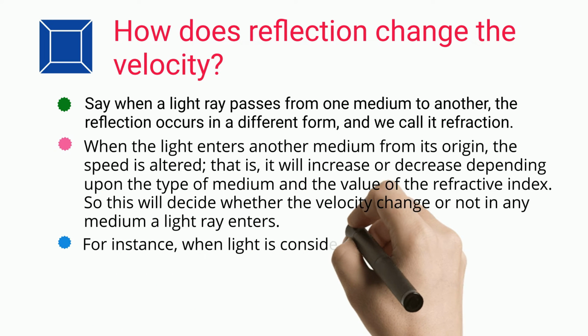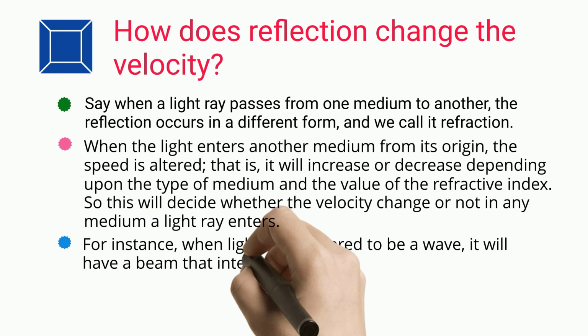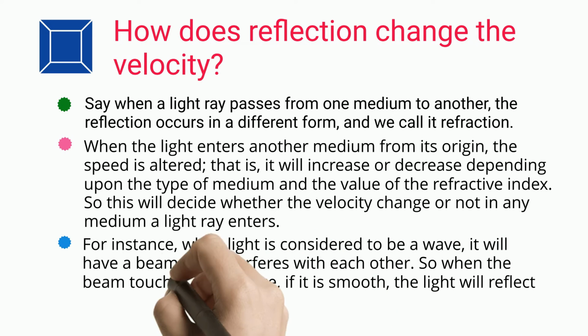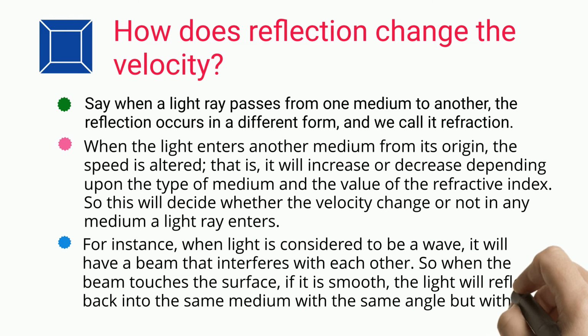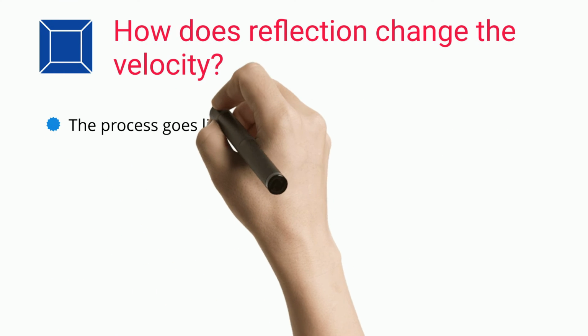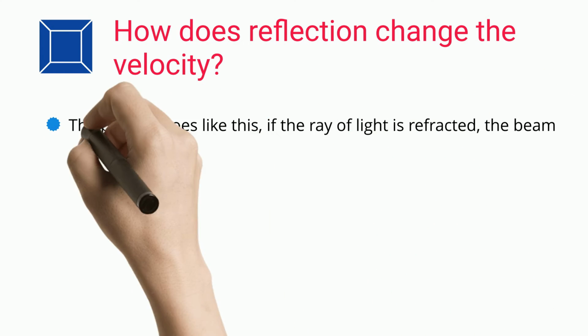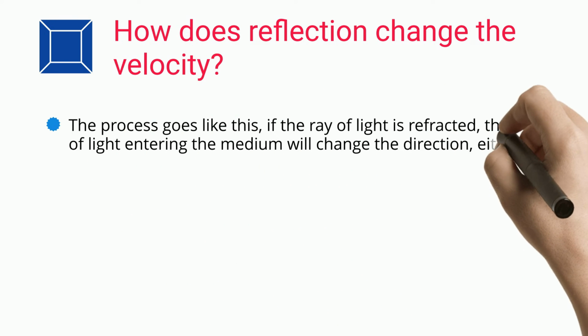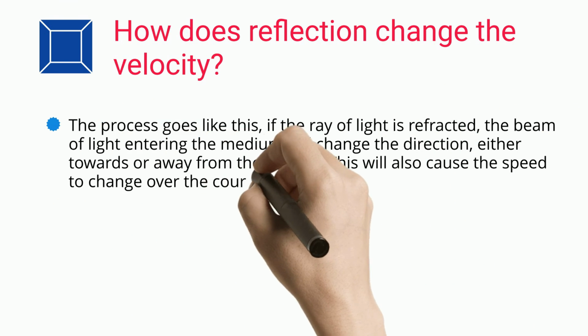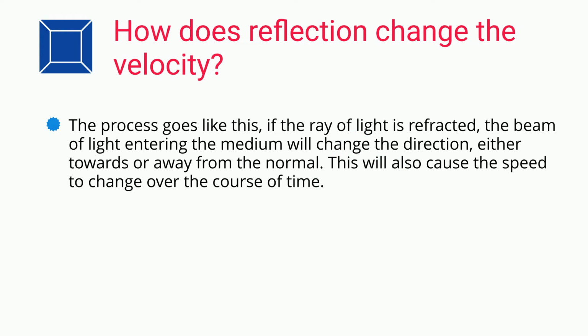For instance, when light is considered to be a wave, it will have a beam that interferes with each other. So when the beam touches the surface, if it is smooth, the light will reflect back into the same medium with the same angle, but with a different phase. The process goes like this: if the ray of light is refracted, the beam of light entering the medium will change the direction, either towards or away from the normal. This will also cause the speed to change over the course of time.